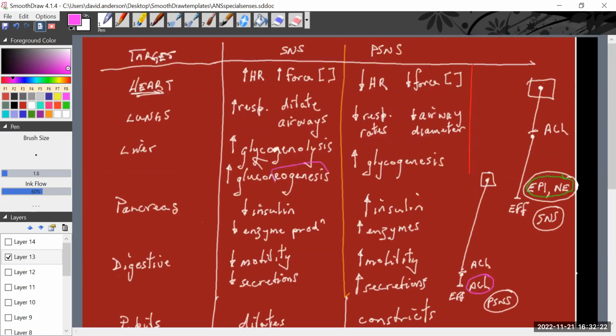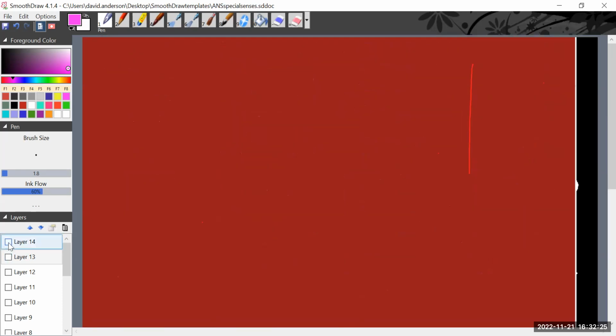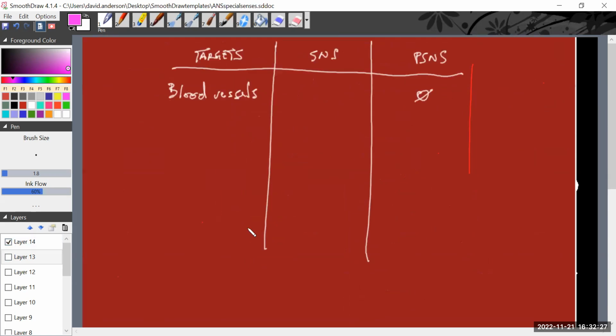Now I bring all this up because when we move on to blood vessels, there's no innervation from the parasympathetics, but we know the sympathetics release epinephrine or norepinephrine. So it's the same messenger, and yet some blood vessels we're going to see can constrict and some can dilate. So how is it possible that if we use the same chemical messenger, we can get both dilation and constriction?